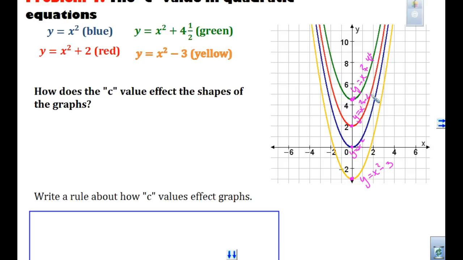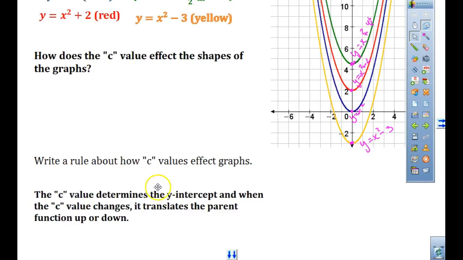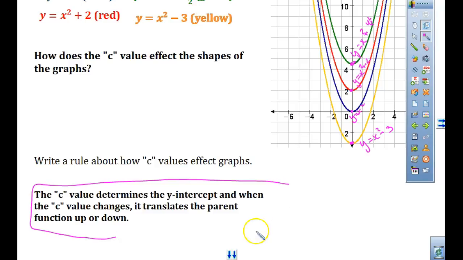Please talk to your shoulder partner again. We're talking about it. What's going to happen to the c? It moves the vertex, right? So the c determines the y-intercept of the vertex. It doesn't determine the x, right? It determines the y-intercept. So the c determines the y-intercept. When the c value changes, it translates that parent function up or down. So when it was plus 4.5, the vertex was up at (0, 4.5). Plus 2, (0, 2). X squared, (0, 0). X squared minus 3, we're going to be down at (0, -3). Okay?